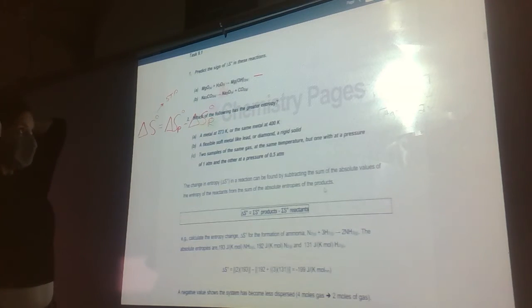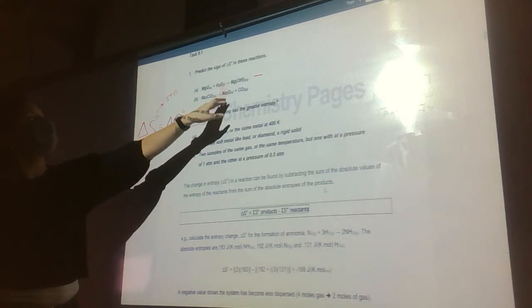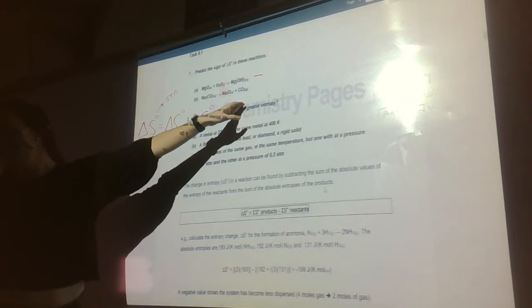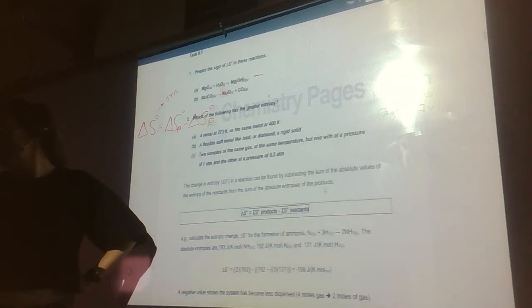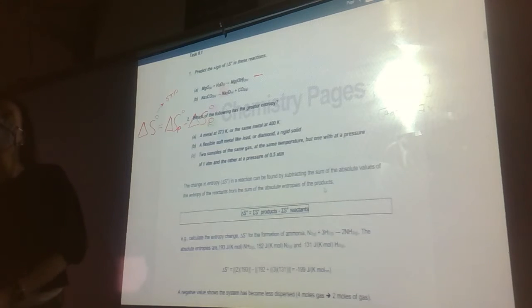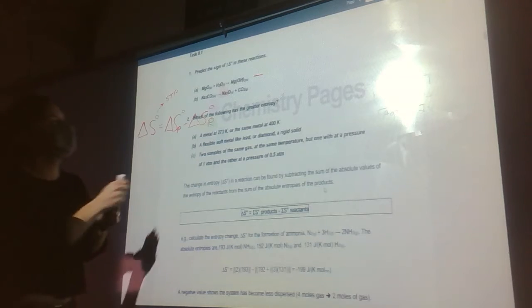Okay? Solid sodium carbonate going to sodium oxide and carbon dioxide gas. Increasing or decreasing? It's increasing, right? There's more disorder in a gas.